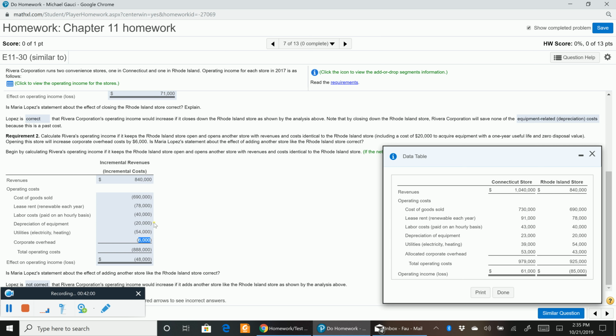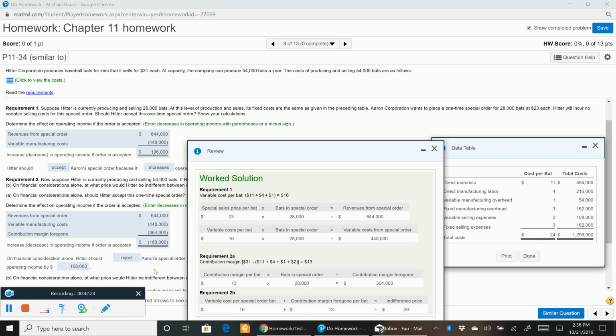So if we opened another store, it would actually have a negative $48,000 effect on net income. So we probably shouldn't open that third store. We probably should just keep going with the Connecticut store, close down the Rhode Island store, or find another place where it's more profitable.